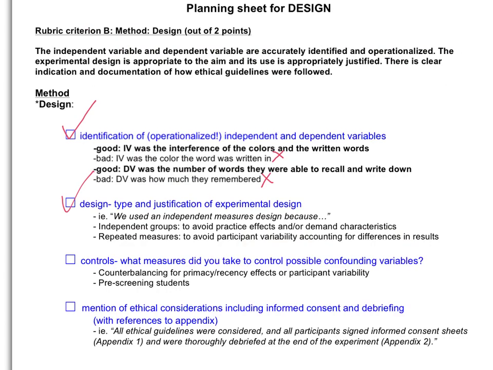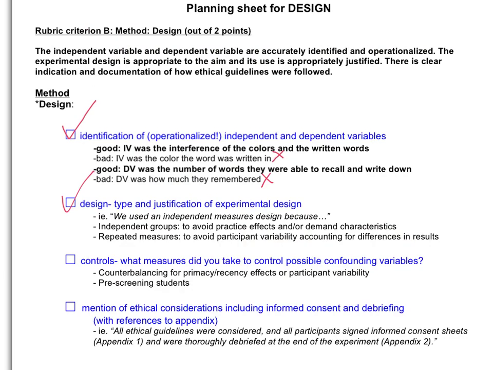The next thing we want to look at are the controls. So what things did you do to try to avoid confounding variables, okay? Basically what they're looking for would be things like pre-screening students, like not testing psychology students or not testing students who have already been tested, or something like that. And then also counterbalancing for primacy or recency effects or participant variability. Now again, if you have independent groups, you might counterbalance by splitting the 2 classes that you're doing into 2 mini groups.